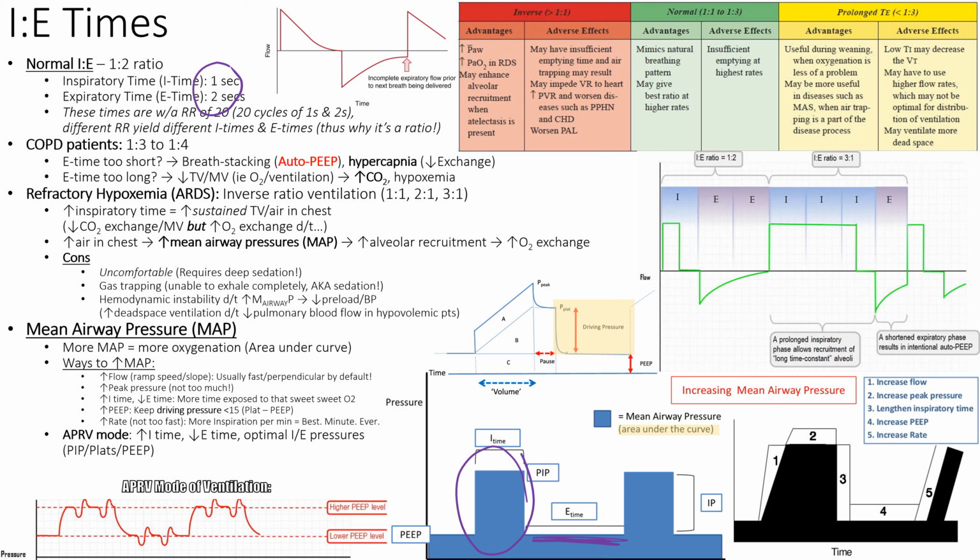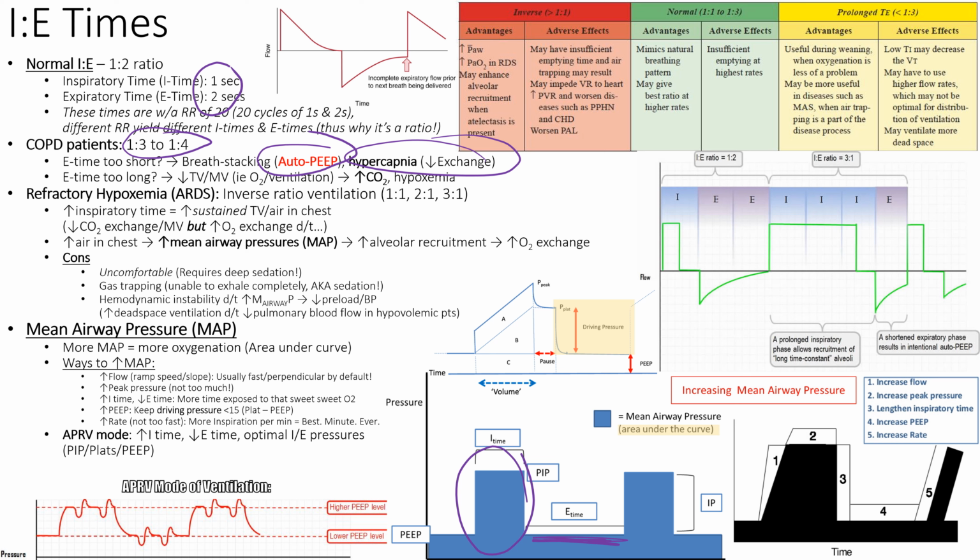Anyways, we got all these different things that COPD patients do, like 1 to 3, even 1 to 4. They like to have that long E time, especially if they're more advanced, right? If the E time is too short, right? So 1 to 1, let's say, or 1 to 1.5, they can start getting the breath stacking. And the way to fix that is to prolong that E time for them. And they get hypercapnia if the E time is too short because they're not able to catch their breath and exhale it completely.